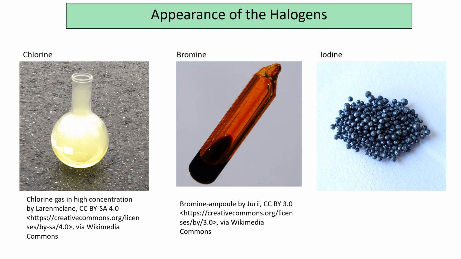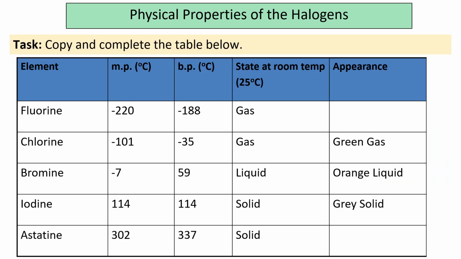Chlorine is described as a yellow-green gas, bromine an orange-brown liquid, and iodine a silver-grey solid. Although I did not include images of fluorine and astatine, we can use the appearance of the other three halogens in order to make a prediction on the appearance of the other two. You will notice that there is a trend going down the group. Not only are they moving from gas to liquid to solid, their melting and boiling points are increasing, but their appearance is also getting darker.